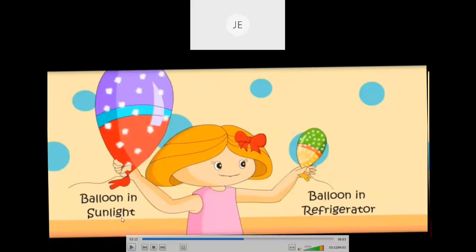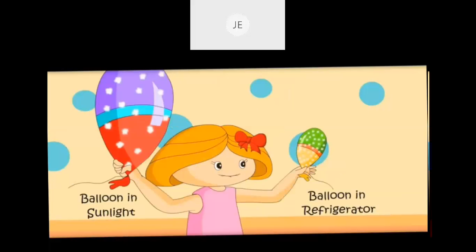See, you are taking two balloons. One balloon you are keeping in sunlight, and another balloon you are keeping in the refrigerator. Initially both have the same volume. Then what is happening in the refrigerator? The temperature is less, so that is the reason the balloon contracts.